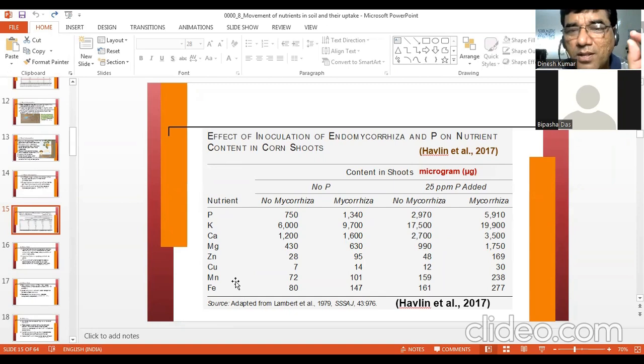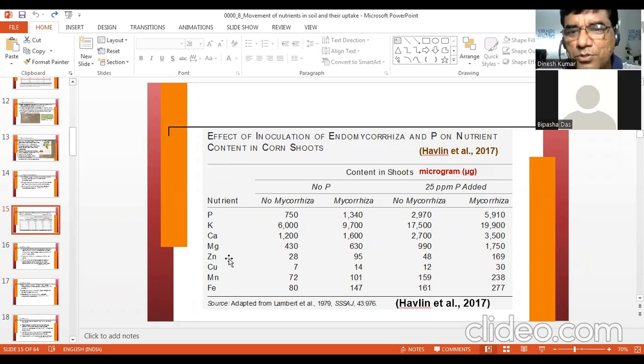You can remember, though the contribution may be less, here also you can see the contribution of mycorrhiza inoculation is less, but mycorrhiza are helping to increase the uptake of other nutrients also. So most of the time students are asked a question. Many scientists, many people consider that it is only phosphorus uptake which is affected by mycorrhiza.